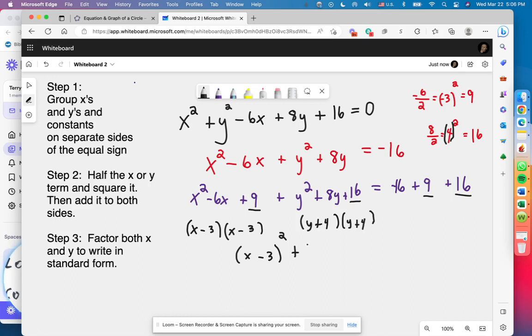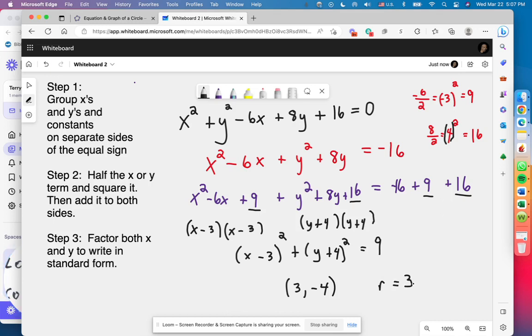Well, I'm going to rewrite that as y plus 4 squared equals, well, on the right side, I just need to add those. Notice you got -16 plus 16. That's 0. That cancels. So now I have 9. That's it. What's my center? Somebody say it. You can do it. My center is 3, comma, -4. And my radius, remember this 9 is r squared. So my radius is equal to 3.